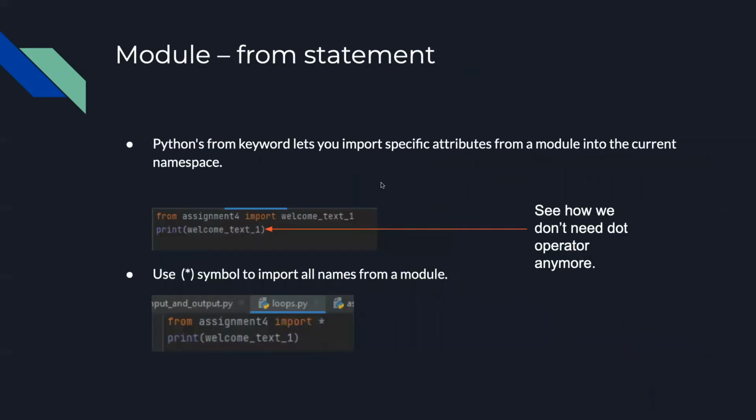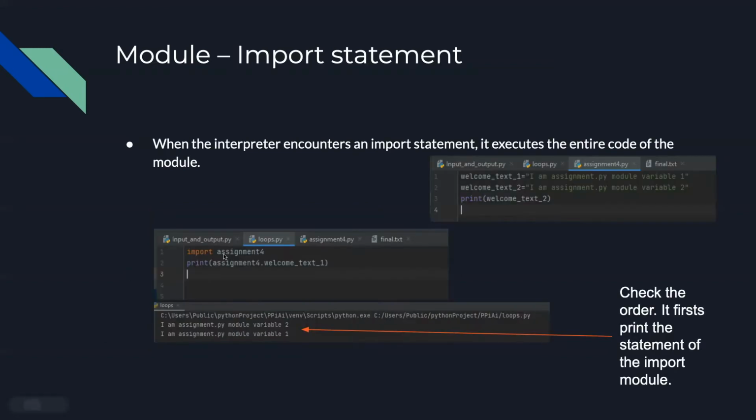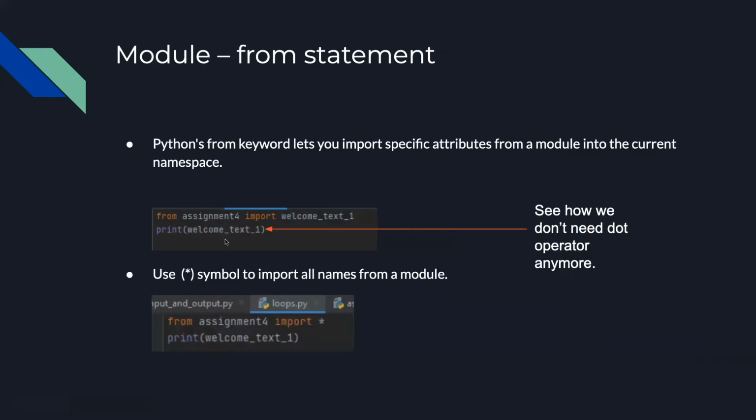So the from statement. Python's from keyword lets you import specific attributes from a module into the current namespace. Something you'll have noticed on the previous slide is that we always had to prefix welcome text 1 with assignment4. We did assignment4 dot welcome text 1, so we used our dot notation to access welcome text 1. But here, we really just want welcome text 1, right? We only want to print that, and maybe we want to avoid printing this welcome text 2 that's here. So let's see what happens.